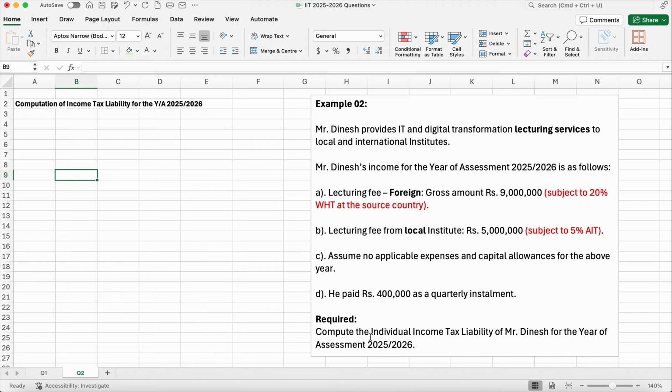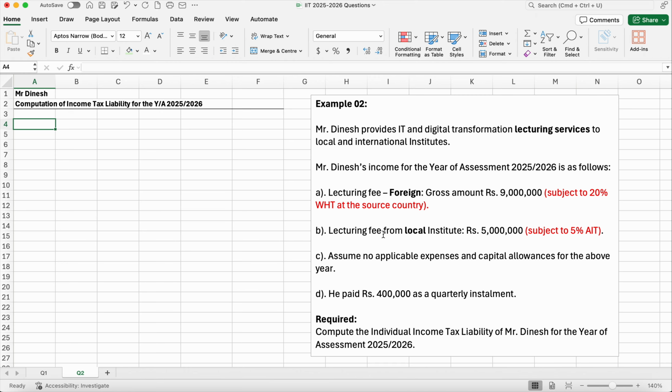So first, the requirement, let's read. Compute the individual income tax liability of Mr. Dinesh for the year of assessment 25-26. Mr. Dinesh, computation of income tax liability for the year of assessment 25-26. That's done.